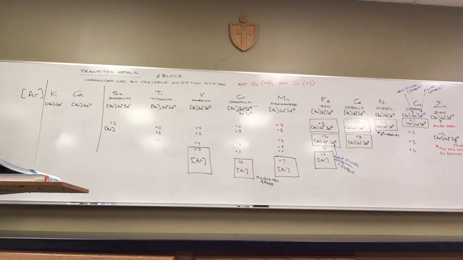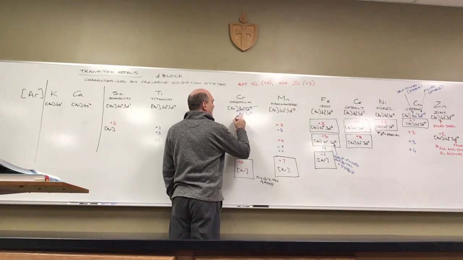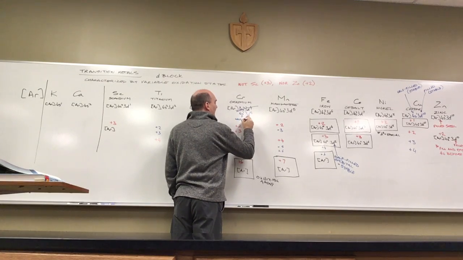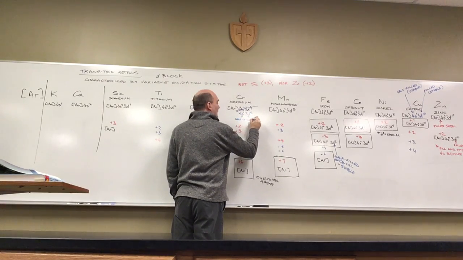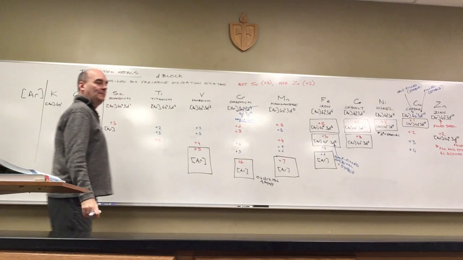I steal an electron out of the 4s and put it into the d. I now have this half filled, both of them. Half filled orbitals.